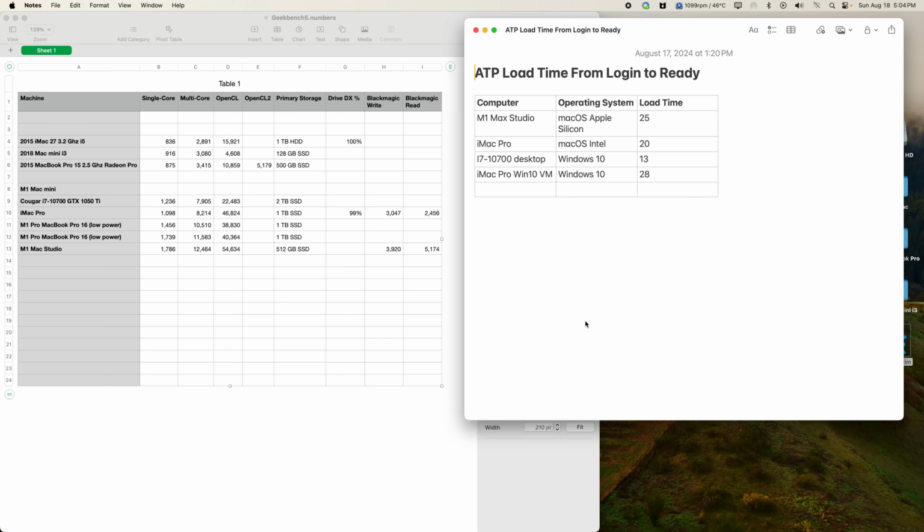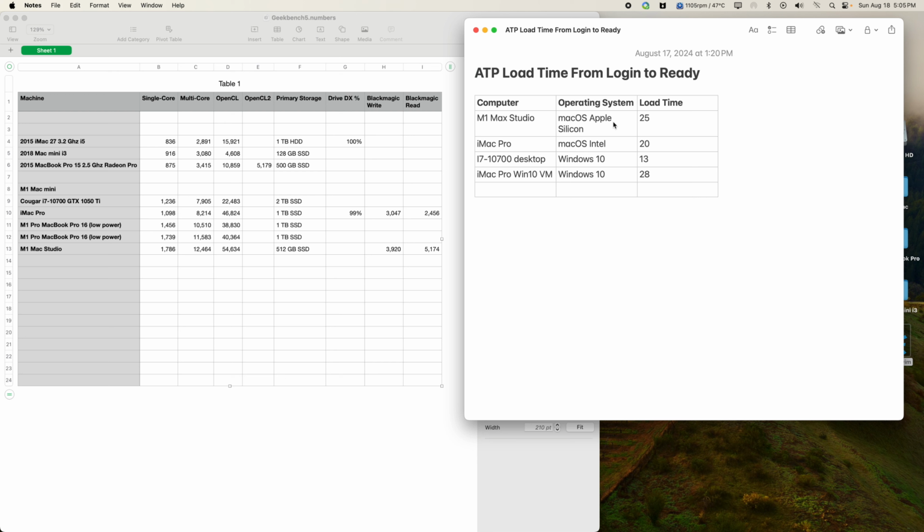I did a video talking about how much RAM ATP Active Trader Pro uses between Windows, macOS Intel, and Apple Silicon. And the numbers were about 850 megabytes on Windows 10, I think 5 gigabytes on macOS Intel and 8 gigabytes on macOS Apple Silicon.